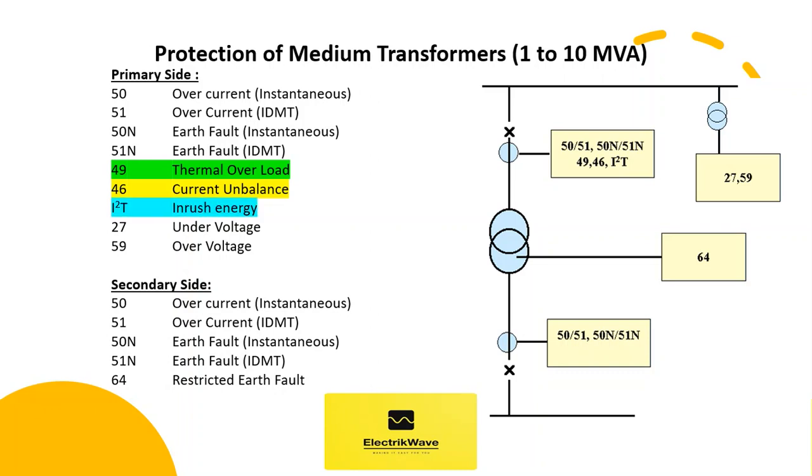I2T protection. This protection is very useful for rectifier transformers, where the currents will be fluctuating. In this case, the energy dissipated for a given overcurrent condition is set as the trip limit. If this energy level is exceeded, the transformer is tripped earlier than the IDMT overcurrent trip for the same value.